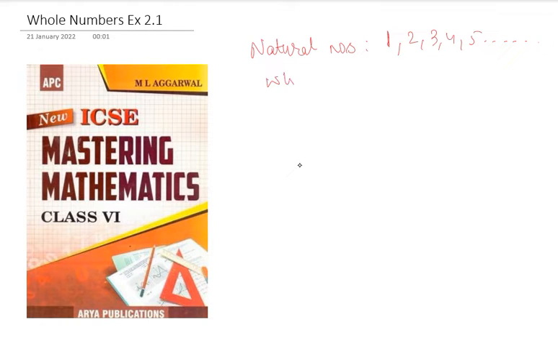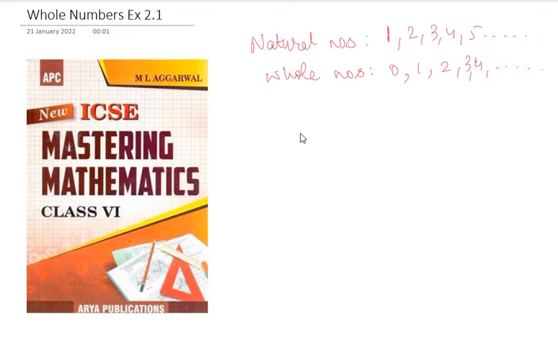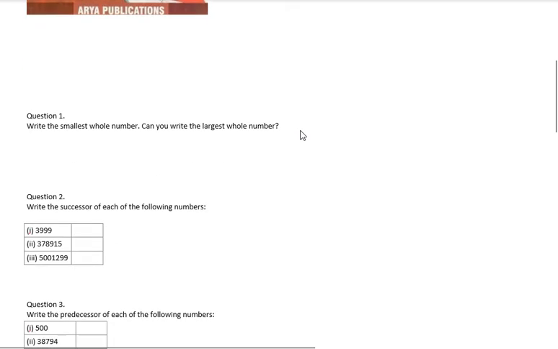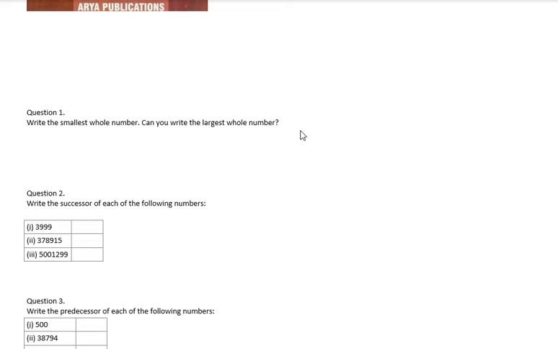And whole numbers are all natural numbers but with 0 included. So whole numbers start from 0, 1, 2, 3, 4, and so on. No fractions are included in whole numbers. Whole numbers means there is no fractional part. So, not much to say about this. Let us quickly go into the exercise. We will learn more things while we discuss the questions.